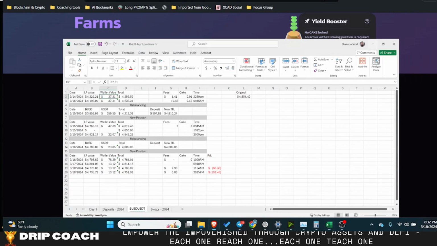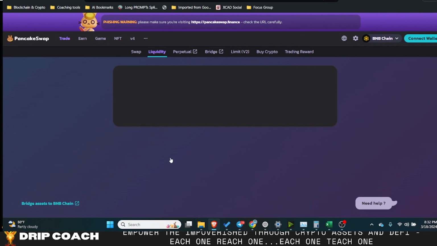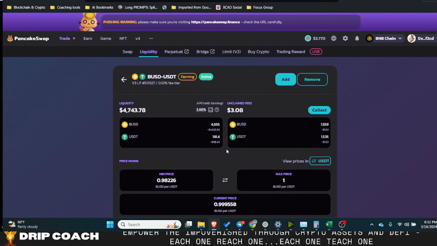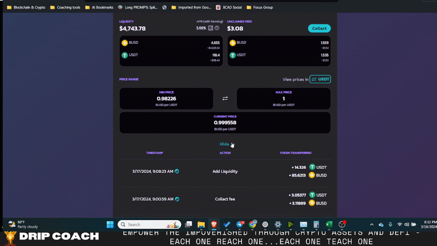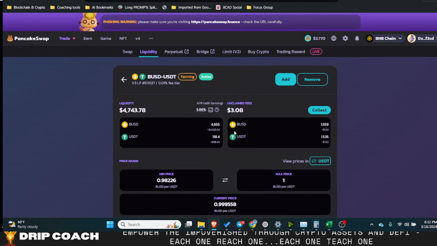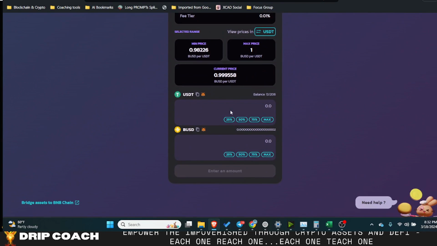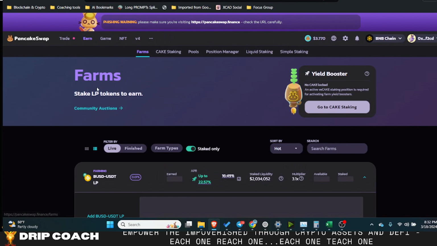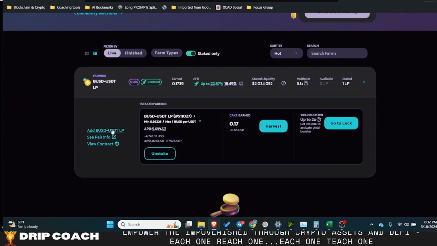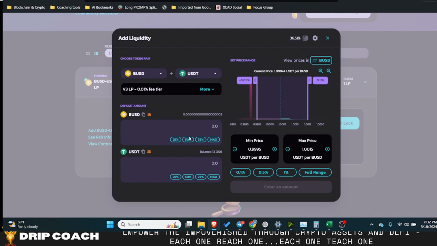And also, let me go back to this. Here's another reason why this trading bot would be great to have. So when you come in here, actually I have to go to add so you can see this. Let's go back. It's not from here. It's in earn farms. And then I got to do it from scratch.